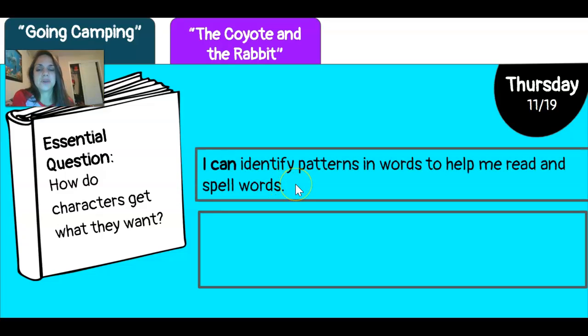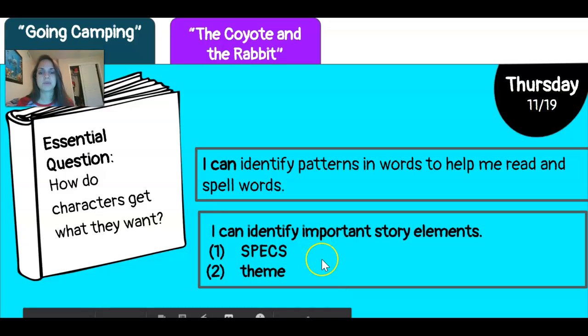All right, let's review our first purpose. I can identify patterns in words to help me read and spell words. So in the activity that we just did, it's to help us as readers when we come across words that are tricky, we can look at those patterns and use those patterns we know to read those words.